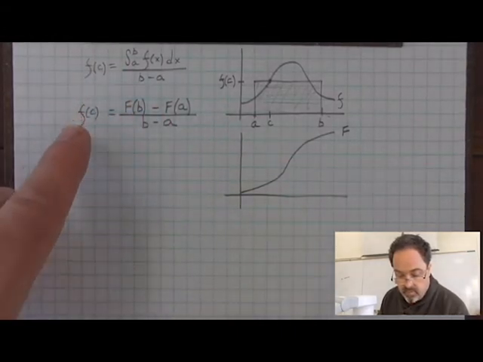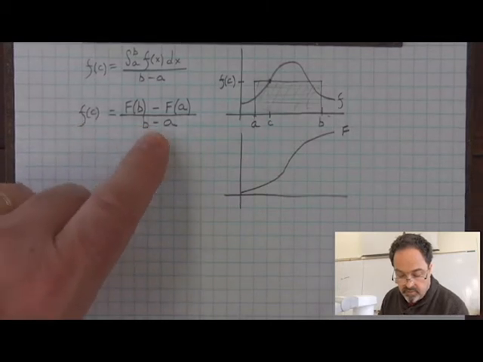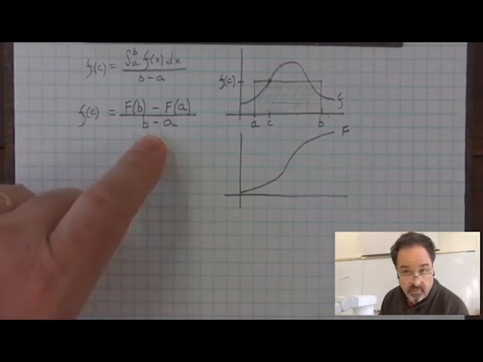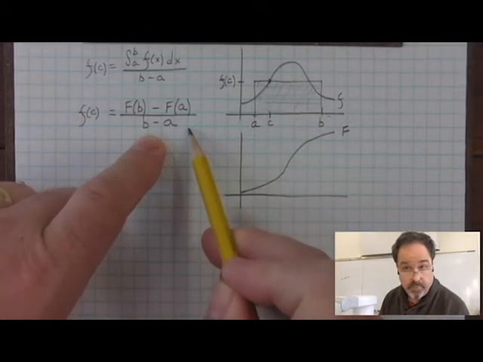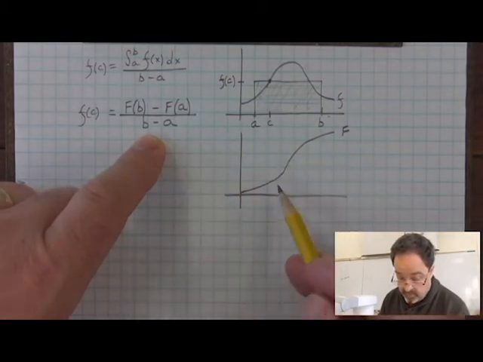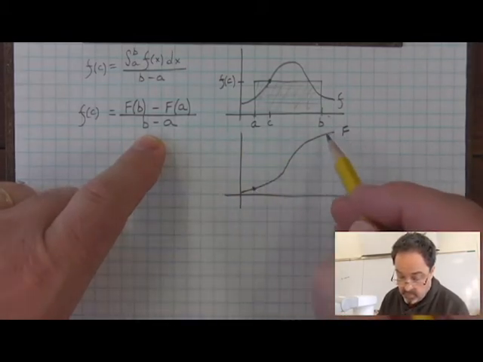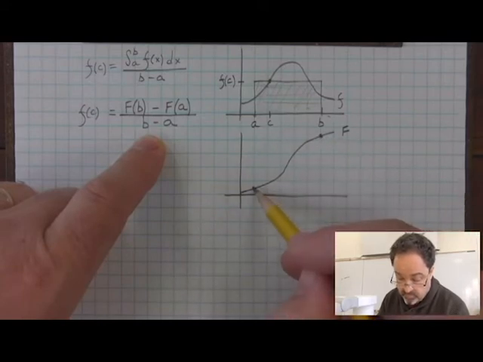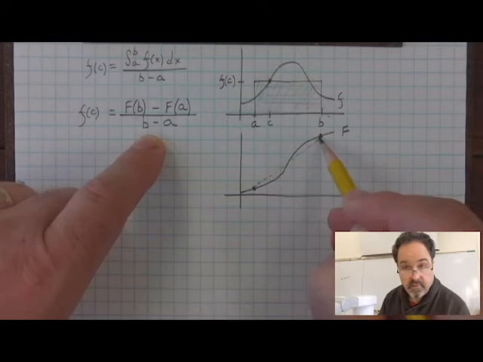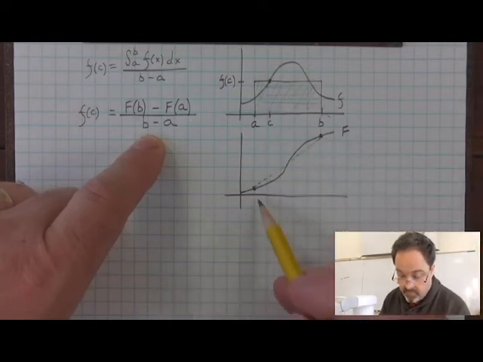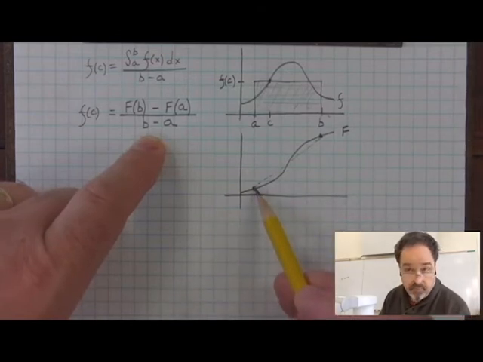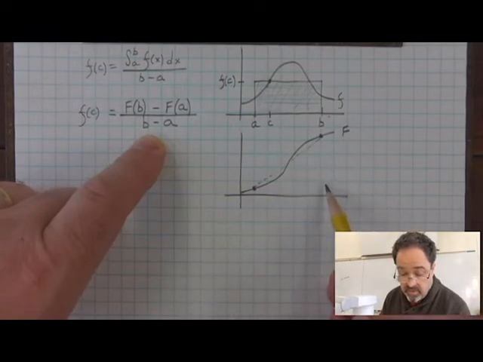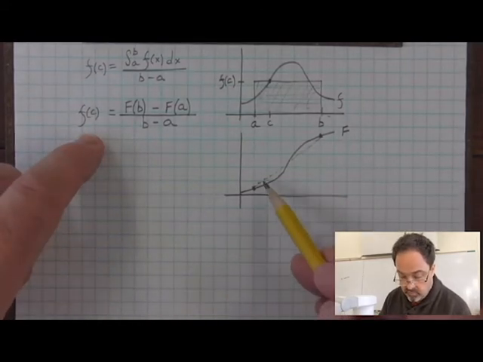The expression to calculate the mean that includes the antiderivative looks like a slope calculation. It's a rise over a run. It's the slope of the secant line that connects those 2 points. So if we have an interval from a to b, then the average value of the antiderivative from a to b is this slope calculation.